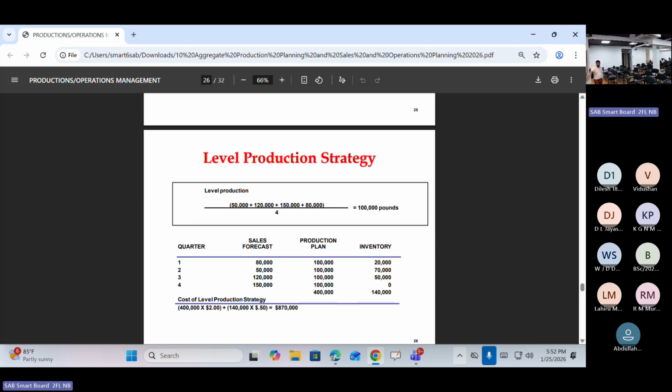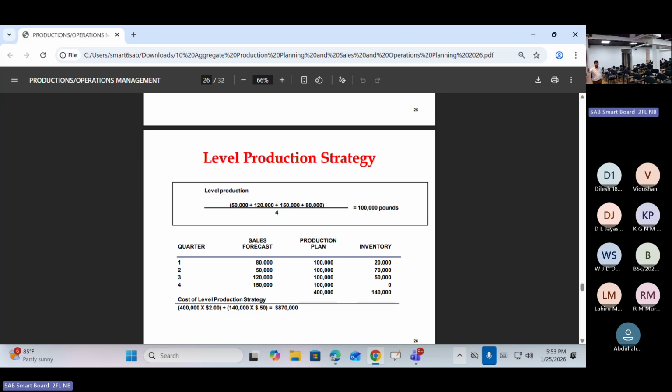For each quarter, let's say in our first quarter, 80,000 required, but still they produced 100,000. At the end of quarter one, what is the inventory remaining? Produced 100, sold only 80. There will be remaining 20,000 items at the end of quarter one.